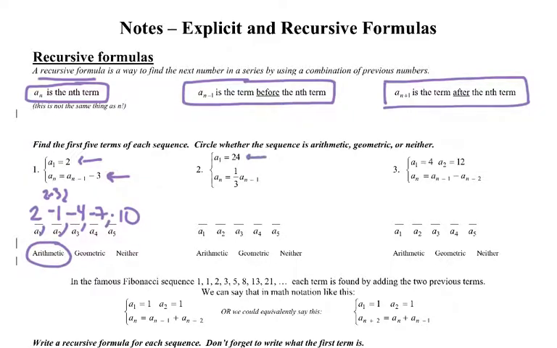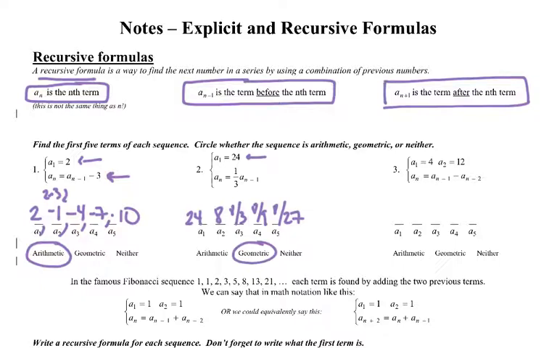The first term is 24. A sub n is equal to 1/3 a sub n minus 1. What's 1/3 of 24? Right, 1/3 of 24 is 8. What's 1/3 of 8? Always as a fraction. 8/3, 8/9, 8/27, and that is arithmetic, geometric, or neither? Right, geometric, because we're multiplying by 1/3.